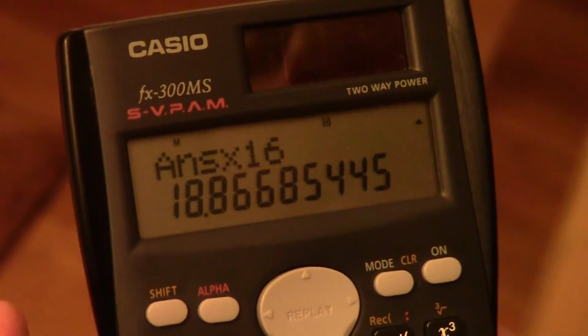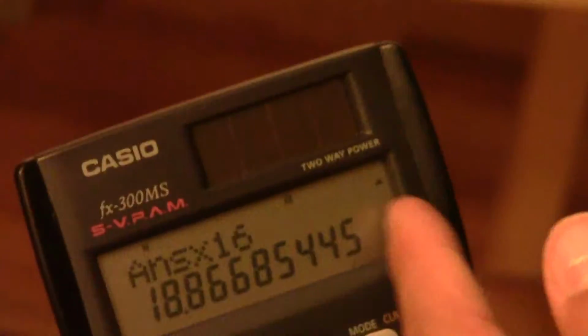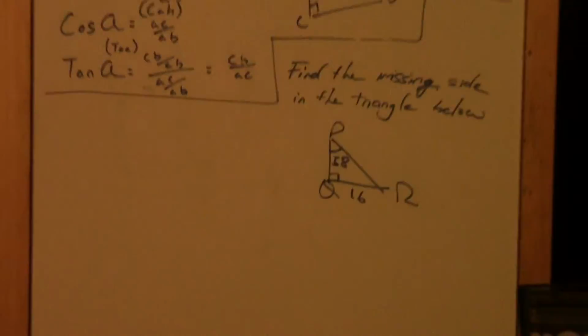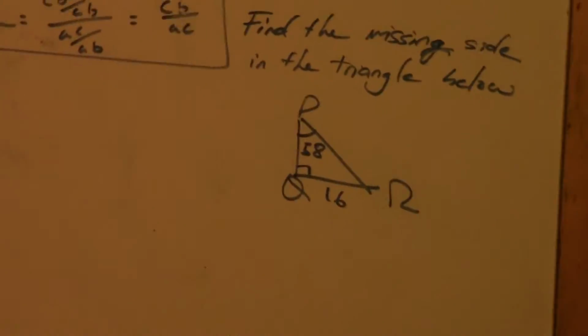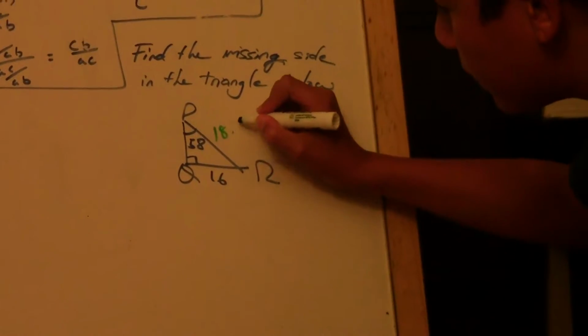The answer is 18.86. Now, because I don't want to write all those numbers down, because it could be infinite for all I know, I'm going to round it. So it's going to be 18.9 here. So the hypotenuse is going to be 18.9.